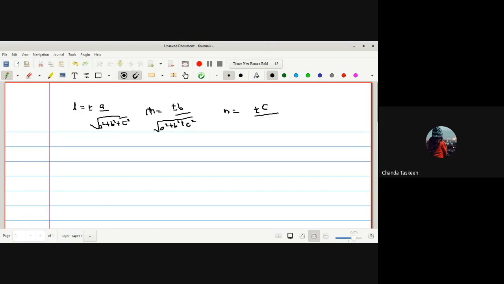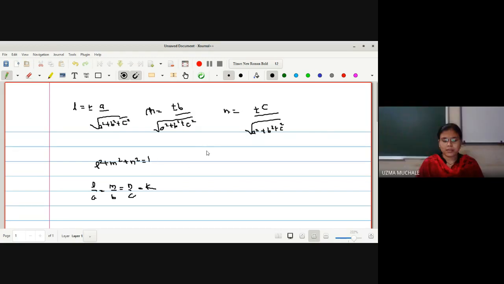Ma'am, may I? Yes, yes. Actually, initially I have the relation that L square plus M square plus N square equals 1. Then previously you told that the relation between the direction cosines and direction ratios is L upon A equals M upon B equals N upon C equals K. So from that I have taken L equals A into K, M equals B into K, and N equals C into K, and put that in the equation. So K equals plus minus 1 upon under root of A square plus B square plus C square. Okay, fine, I understood.